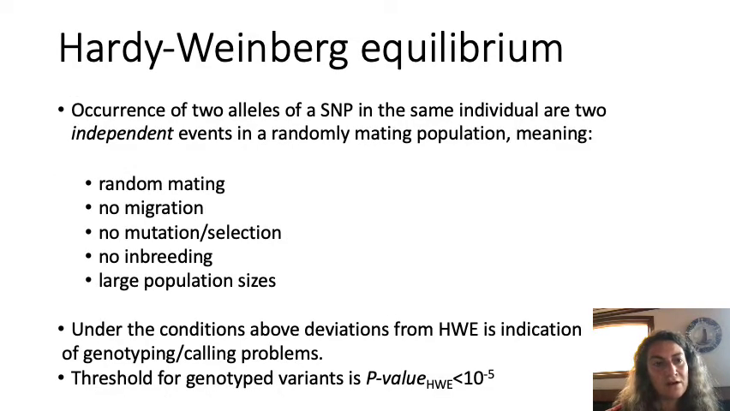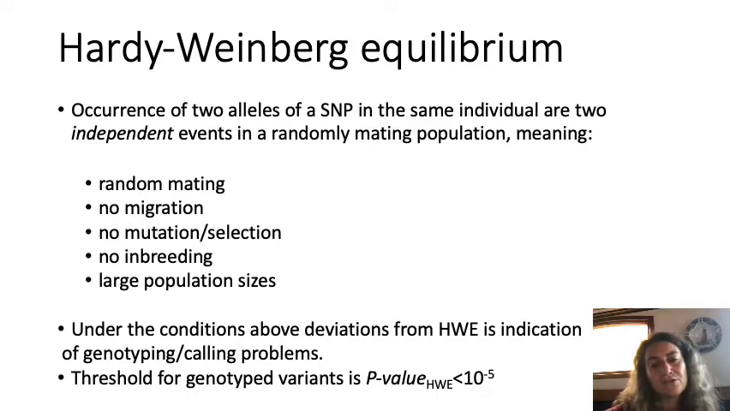Let's talk about Hardy-Weinberg equilibrium shortly. As the occurrences of two alleles of a SNP in the same individual are two independent events, the distribution of the genotypes across individuals should be more or less in equilibrium with the frequencies of the alleles of a biallelic SNP. This is only possible in ideal conditions, of course, which would be random mating, no selection, equal survival, no migration, no mutation, no inbreeding, and large population size.